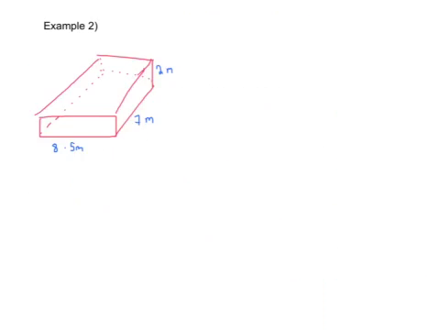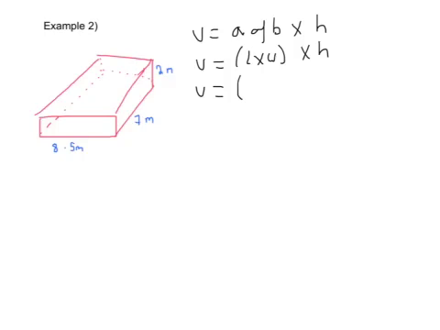Okay, so example 2. You can write this down, pause it, and play when you want to watch the solution. Okay, so with this again, we're just going to use our formula. We've got volume equals area of the base multiplied by the height, which our real formula then becomes volume equals length times width times height. Our length is going to be 8.5 meters times 7 meters times 2 meters, which is our height.